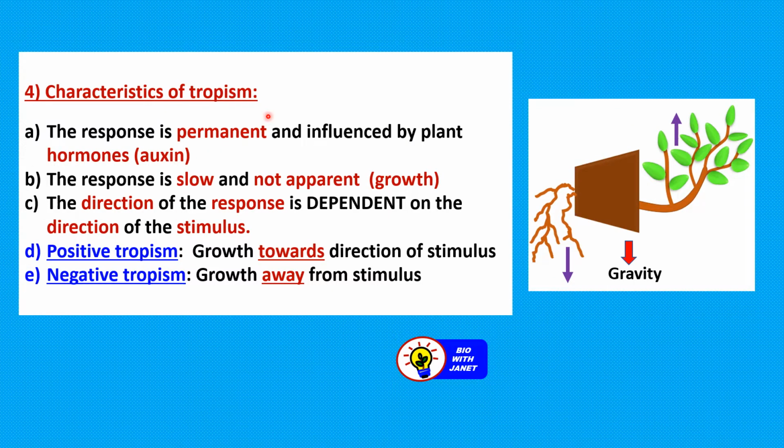So here are 5 characteristics of tropism as discussed in the textbook that we have to know. Firstly, in tropism, the response is permanent because it involves growth. Once the plant has grown, it's not going to shrink back or become young again, right? So it grows, and that response is permanent and is influenced by plant hormones such as auxins, which we will be learning later on, all right, in the textbook.